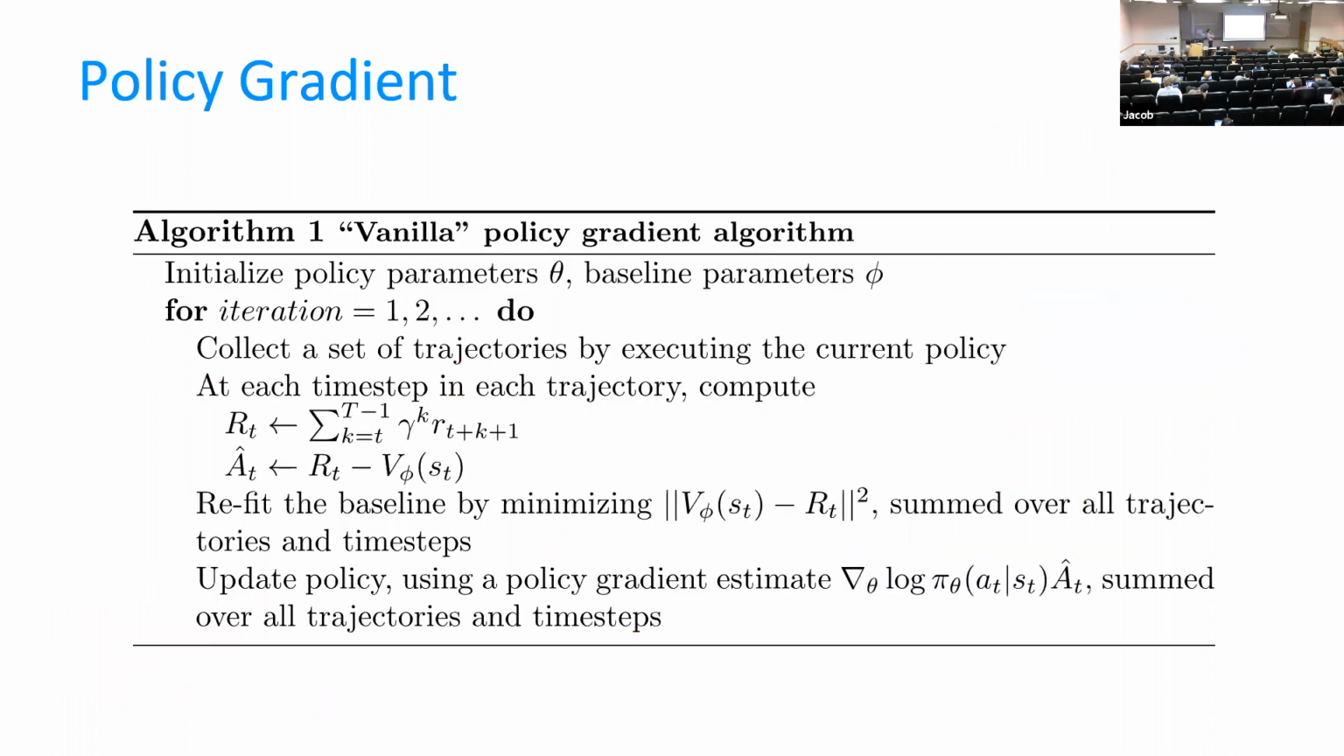Okay, so this is our algorithm. We're going to initialize our policy network and our value network. And we are going to collect a set of trajectories in our environment by executing the current policy. So on policy learning. At each time step in each trajectory, we're going to calculate our current R_t, which is the discounted sum of rewards, actually, sorry, the discounted sum of rewards starting backwards up to this point.